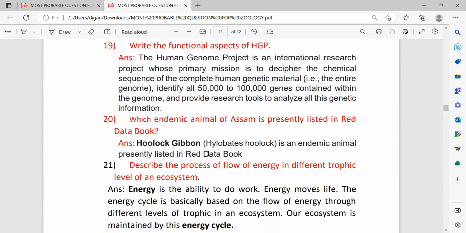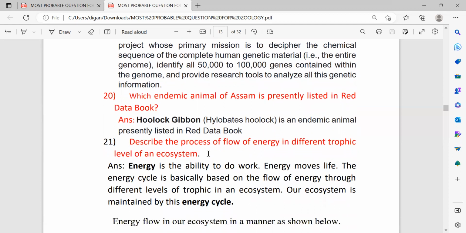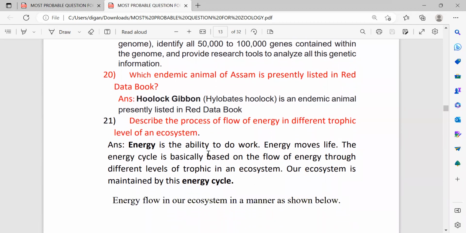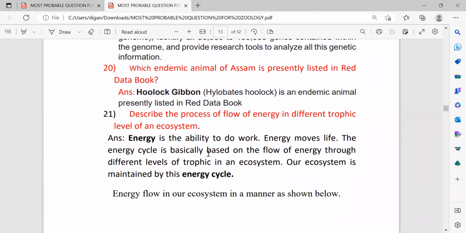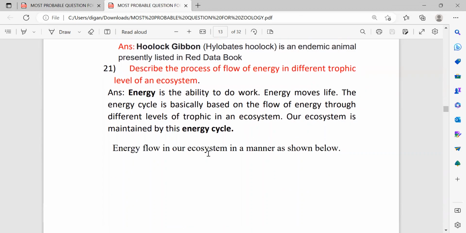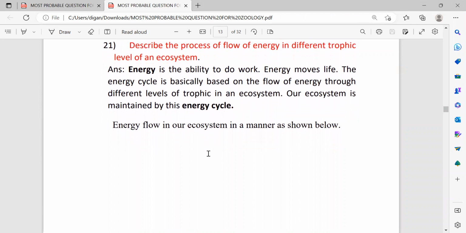Write the functional aspects of HGP. HGP also means Human Genome Project. A few minutes ago, we discussed the goals of the Human Genome Project. These are the functional aspects of the Human Genome Project. What endemic animal of Assam is presently listed in the Red Data Book? So you have to write hoolock gibbon. Hoolock gibbon.